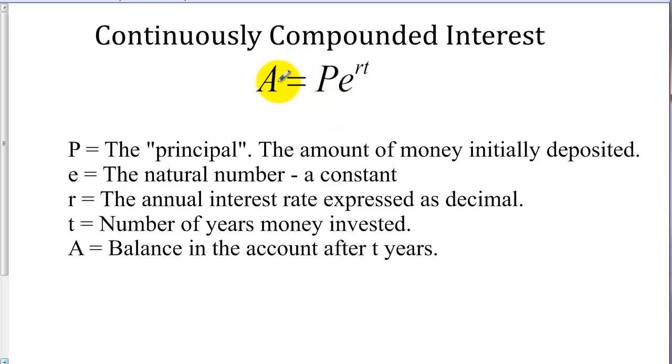Let's talk about what the terms are. Some of these terms we're using banking terminology. So this P comes from the word principal, which in banking is the amount of money that you initially deposit. So our initial deposit is P. It's going to go here. E is a number. It's a constant. It's the natural number. R will be the interest rate that we're earning on our investment, in decimal, and T will be the number of years. A will be the amount of money in the balance or in the account after T number of years.